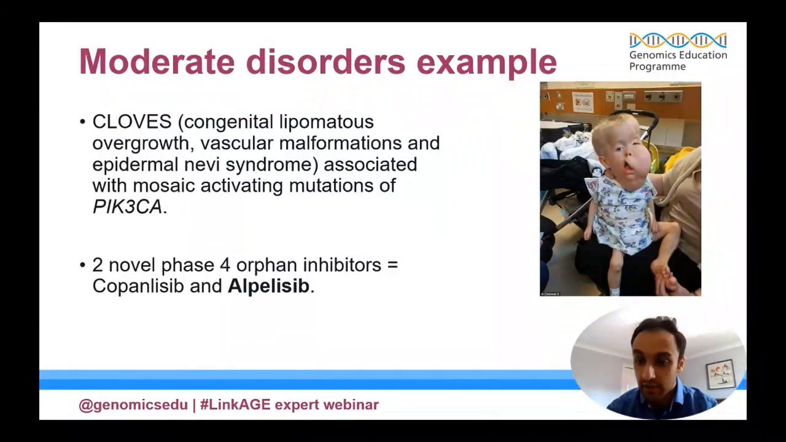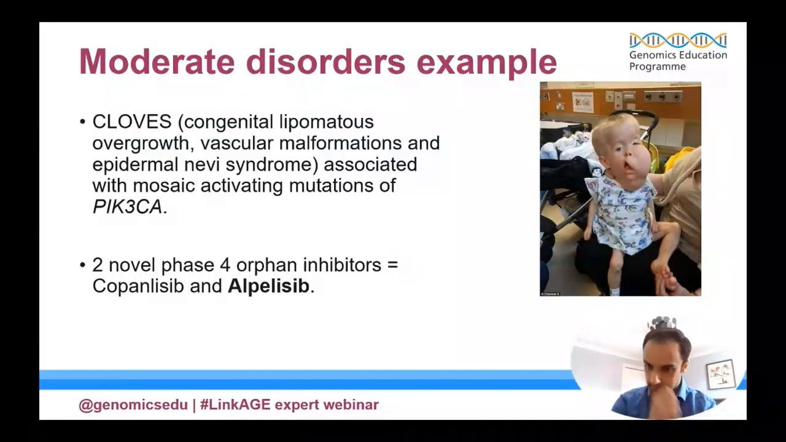So we then started looking at CLOVES. CLOVES syndrome is congenital lipomatous overgrowth with vascular malformations and epidermal nevi syndrome. It's associated with mosaic activating mutations of PIK3CA. We found two novel phase four orphan inhibitors, copanlisib and alpelisib.